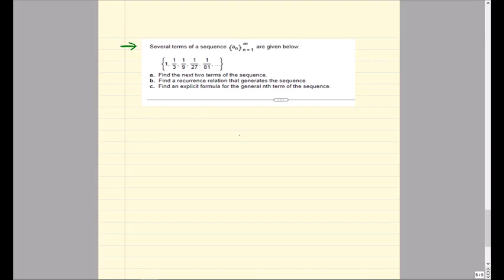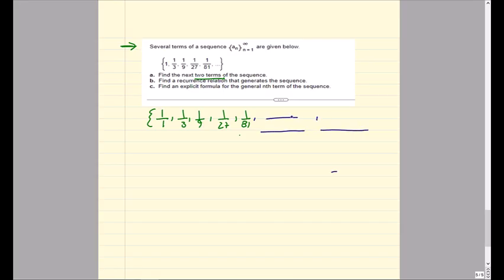So here we have, I'm going to rewrite this a little bit, 1 over 1, 1 over 3, 1 over 9, 1 over 27, 1 over 81, and hopefully you see the pattern here. And it says find the next 2 terms of the sequence. Well, if we want to find the next 2 terms, let me erase the dot dot dot here, we need to figure out what the pattern is, so that this would be the next 2 terms.